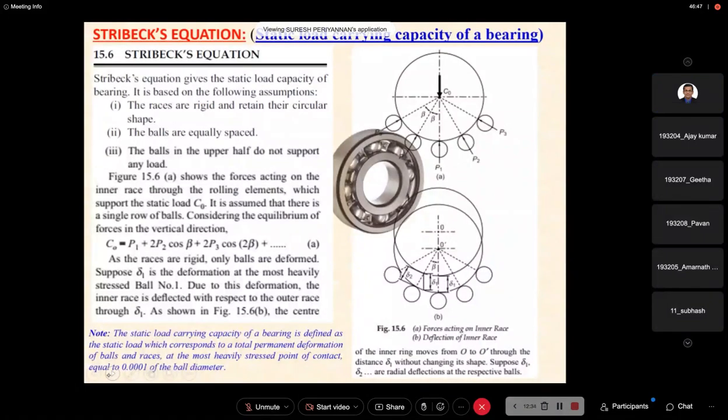Now I come to Stribeck's equation and the static load carrying capacity of the bearing. But before entering into that, some more points.